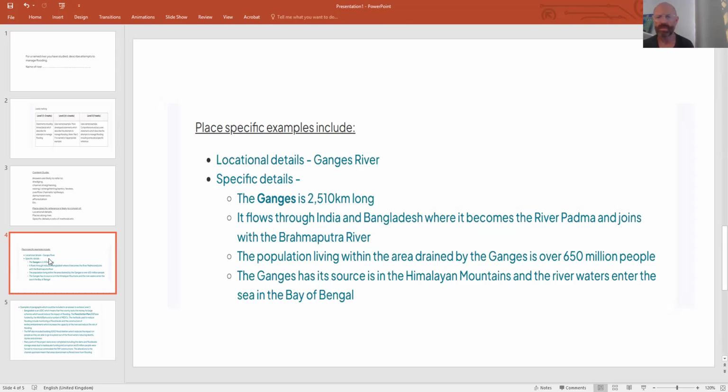This is a great introduction. You've got some data. You don't just say the River Ganges, you really introduce it. There are only four sentences there. Four short sentences tell us a lot.